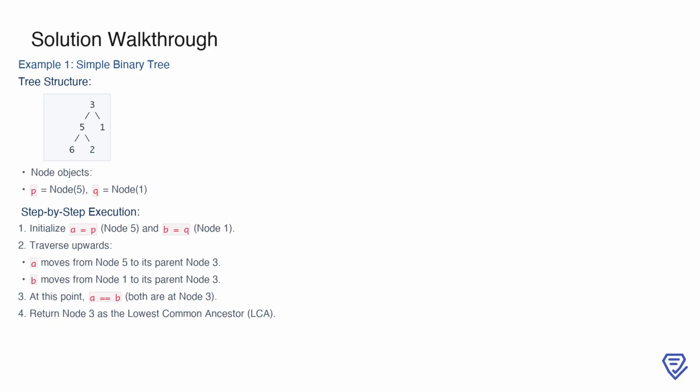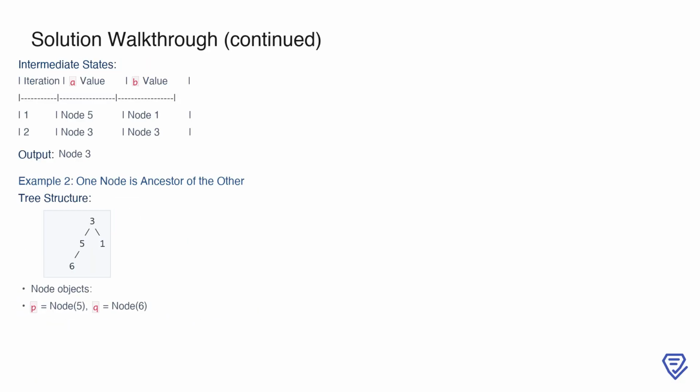As the algorithm progresses, A moves upwards from node 5 to its parent, node 3, while B moves upwards from node 1 to its parent, node 3. Once both pointers meet at the same node, which is node 3 in this case, we determine that node 3 is the lowest common ancestor. This is the result returned by the algorithm for this example. Now, to better visualize the traversal process, we can break it down into intermediate states.